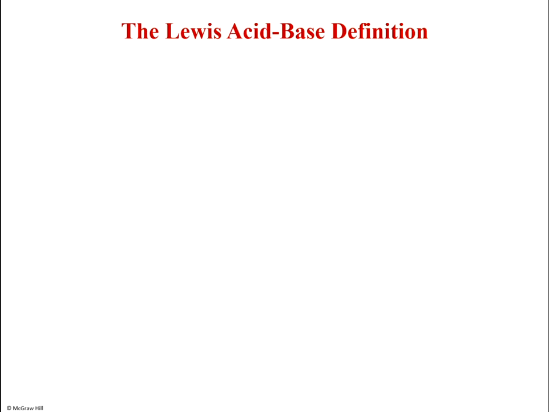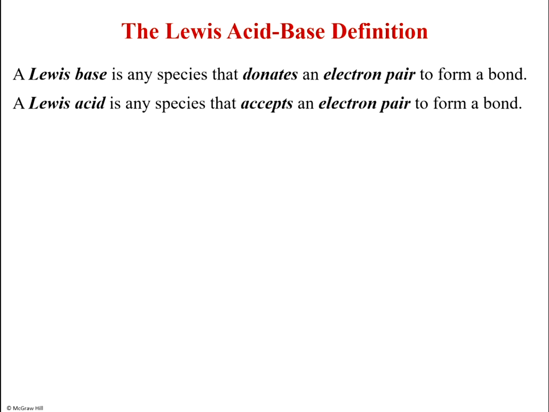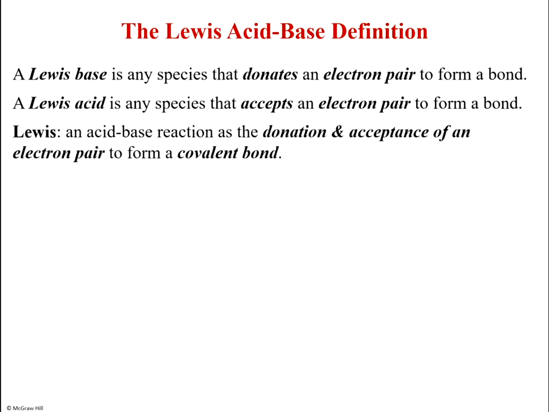Finally, we're going to look at a broader classification of compounds called the Lewis acid-base definition. A Lewis base is any species that donates an electron pair to form a bond. So that's an electron pair donor, for example, reacting with a proton. A Lewis acid is any species that accepts an electron pair to form a bond, like a proton. It can be a proton electron pair acceptor. An acid-base reaction is the donation and acceptance of an electron pair to form a covalent bond.